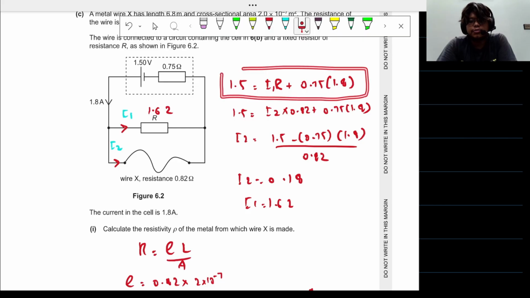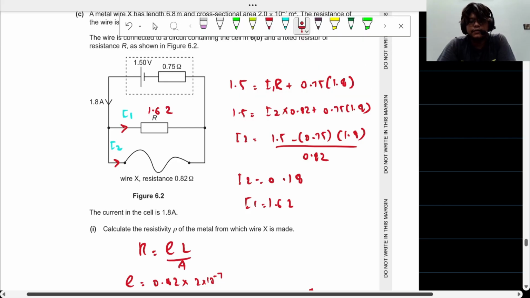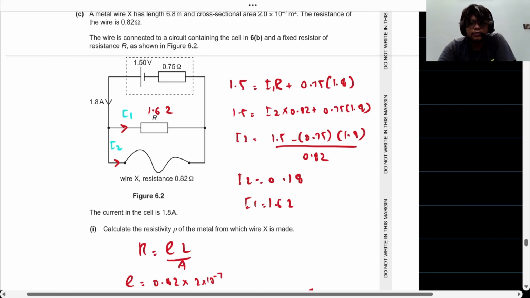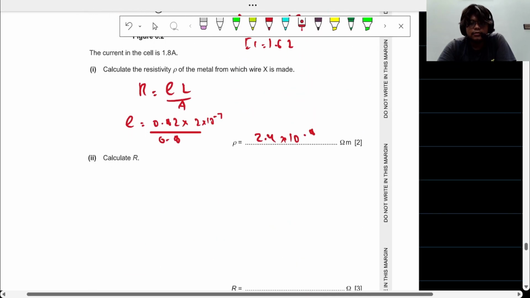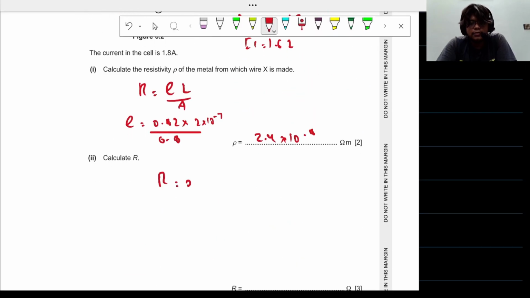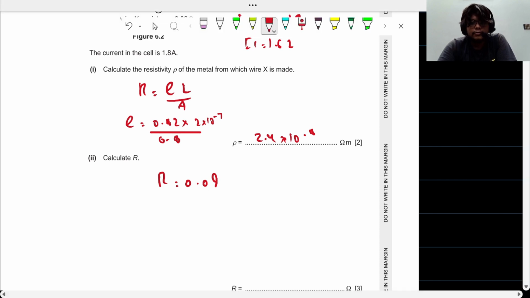So this will be 1.5 minus 0.75 into 1.8, and over here your current would now be 1.62. So R is 0.09 ohms, right?